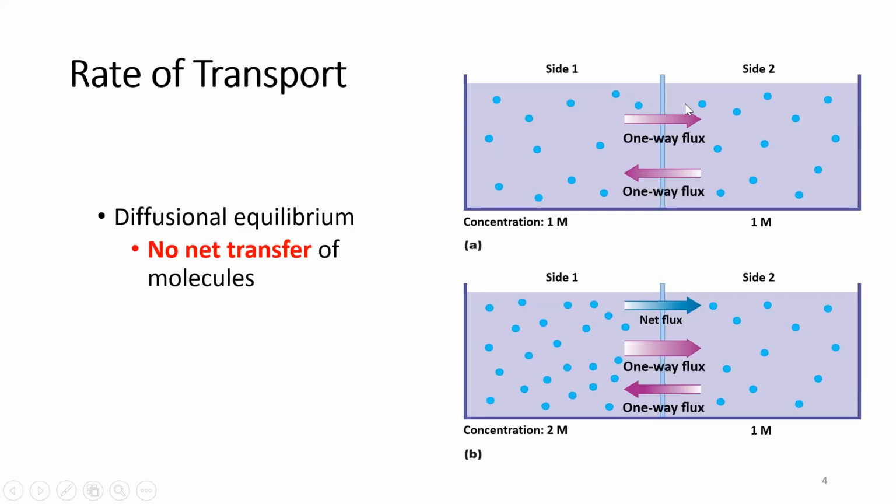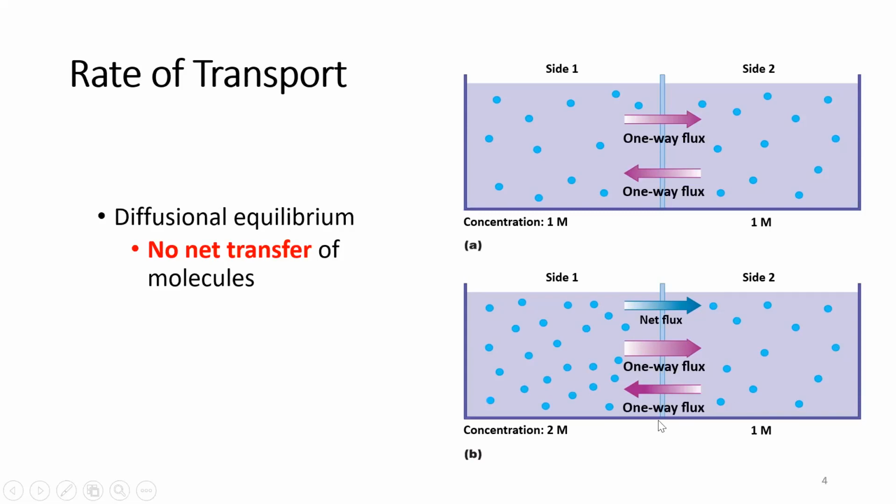When we speak about the rate of transport, we're speaking about the rate of net movement, okay? So if we look at the bottom here, because we now have a higher concentration of particles on side 1, 2 moles, and a lower concentration of particles on side 2, we now have established a gradient. And so we're going to see flux, but we're going to see net flux. So net flux means that there will be an accumulation of particles on one side or the other. And we can see that because there's a higher concentration on side 1 and a lower concentration on side 2, the net flux will be in the direction of side 1 to side 2.